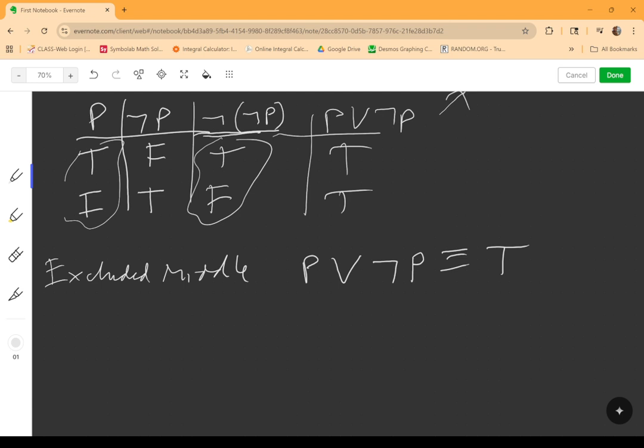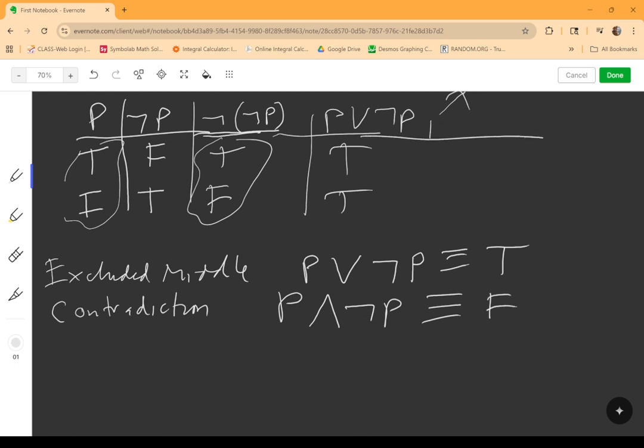On the other side of that, the contradiction. When we state p and not p, this will always be false. For this one, we need both to be true, and that never happens, so that's false. A proposition and its negation cannot both be true, because each of these propositions is either true or false. It cannot be both.